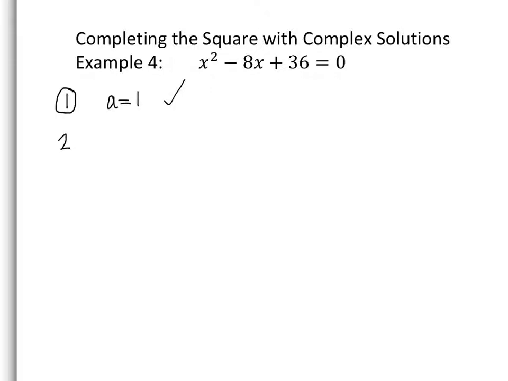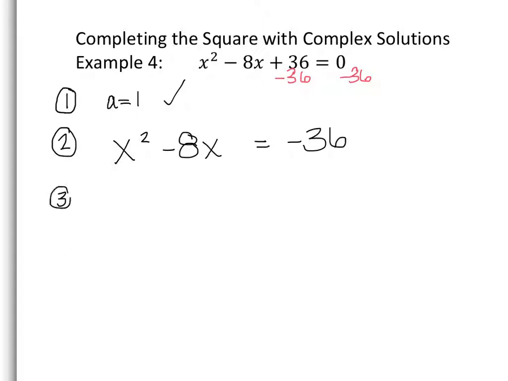Okay, step 2, what do we do for that one? Move c to the other side, so we're going to subtract 36. Having a little trouble writing today. So we get x squared minus 8x equals negative 36.